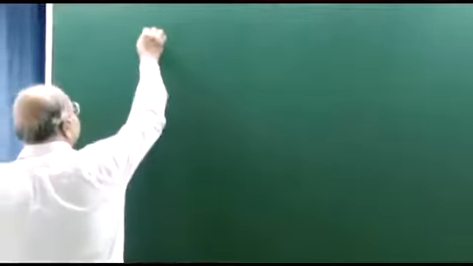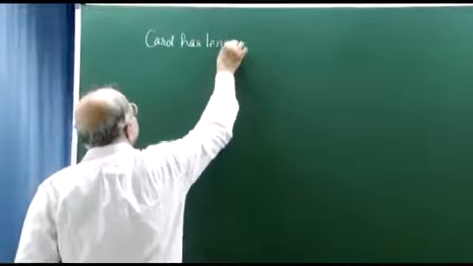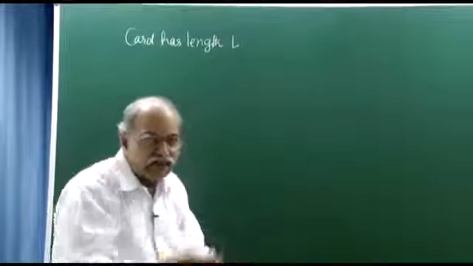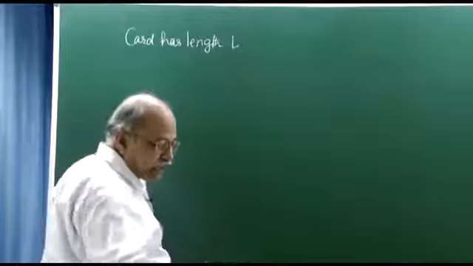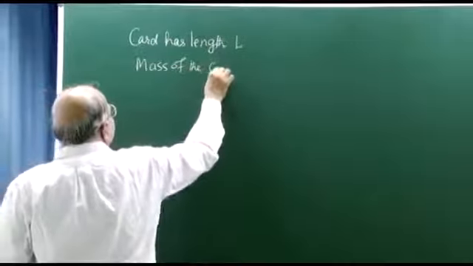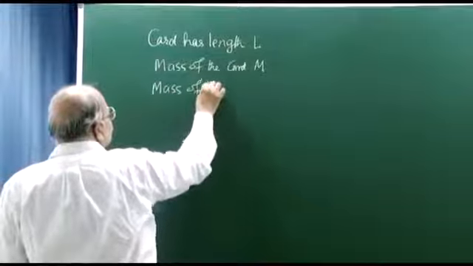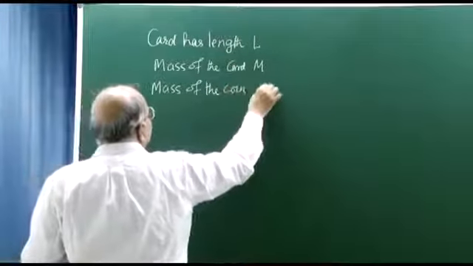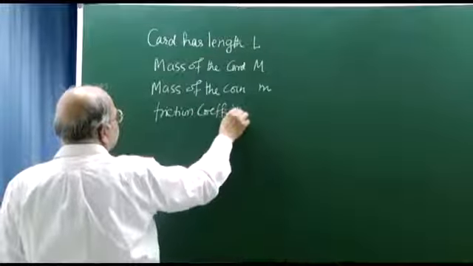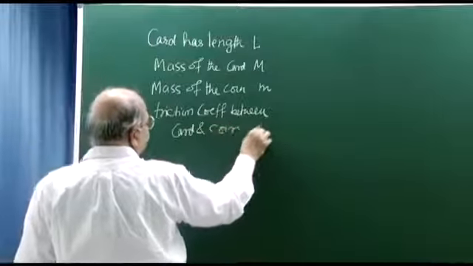So let us say that our card has length L. Essentially, this is not the full length of the card, it is the length behind this coin. When the coin finds that the card is gone away, that length is L. You take the mass of the card to be say M, and then you may need the mass of the coin, let us call it small m, then the friction coefficient between card and coin, let us call it mu.